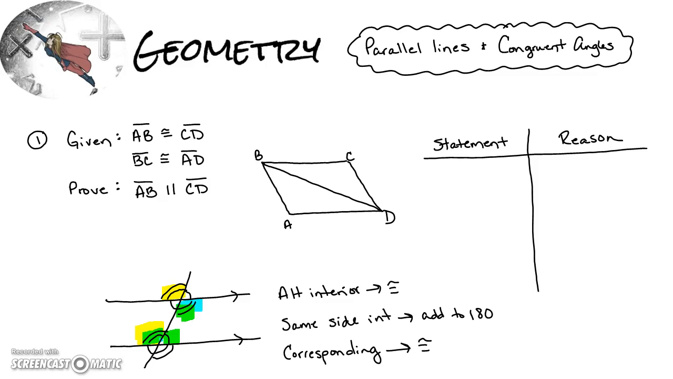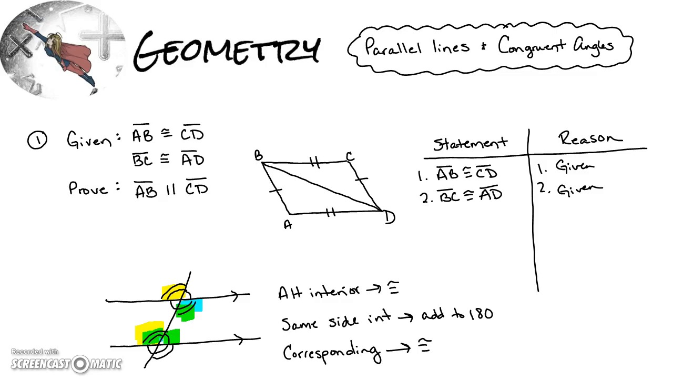Alright, so now for our proof. In our particular proof, let's write our givens down. We have AB congruent to CD. And then we also have BC congruent to AD. So we'll mark that in our picture. Those are both given. Okay, so now AB is congruent to CD and BC congruent to AD.